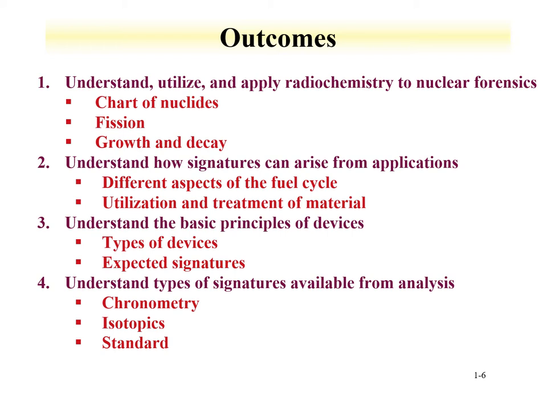We'll also discuss how signatures can arise from applications. This will be based upon different aspects of the nuclear fuel cycle and utilization of treatment and material. We'll show that certain signatures come about from how the material will eventually be used, for instance, the presence of gallium in plutonium metal has certain indications that it'll be used for a device.